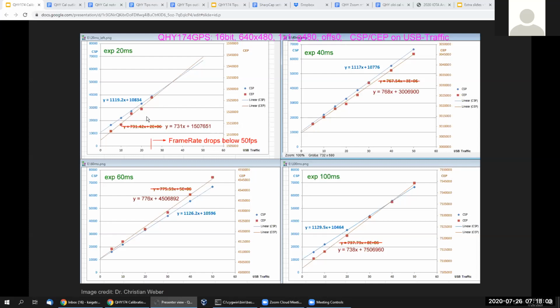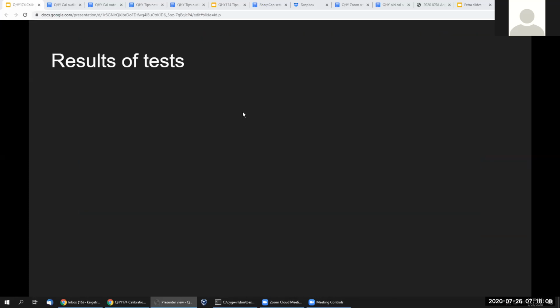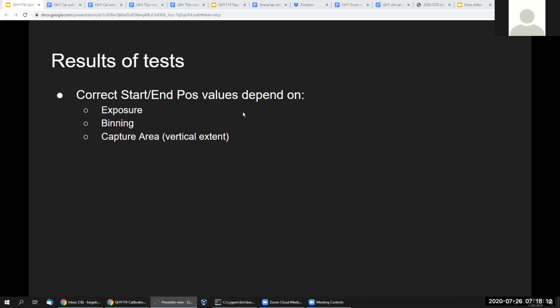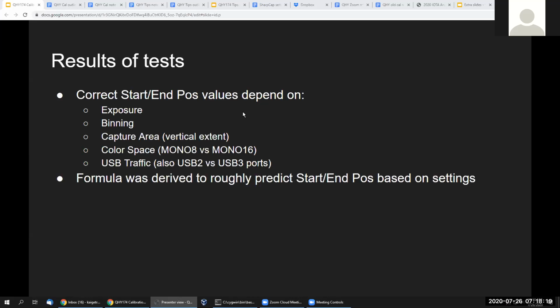And they found this nice little linear relationship, came up with these nifty plots, and basically two things came out of that. They found out that start and end pause depended on these 5 settings, which QHY actually documents, and they were able to define a linear regression formula based on that plot to roughly predict the correct start and end pause. And the idea was, it goes all over the place, but if we can predict it based on the settings changes, we can at least have the software automatically set it, and we can get out of this morass.